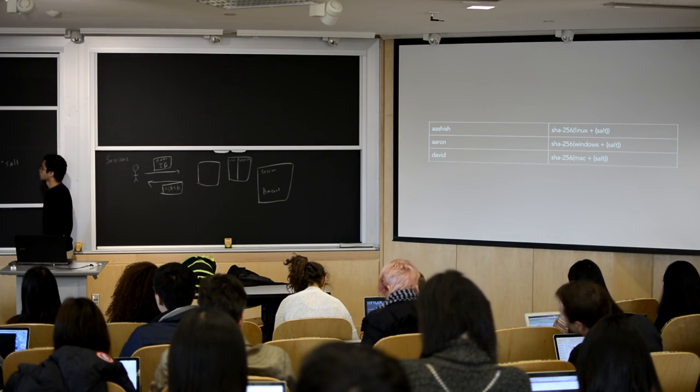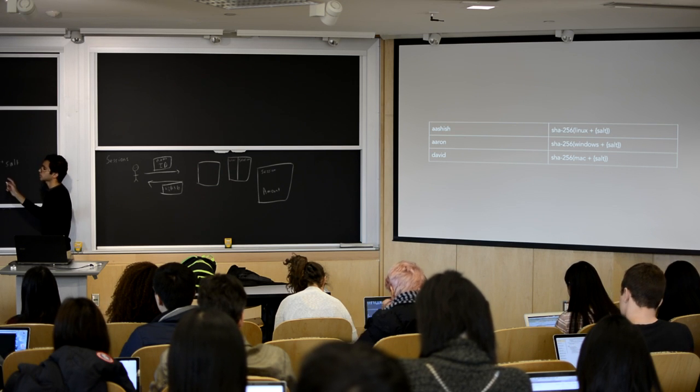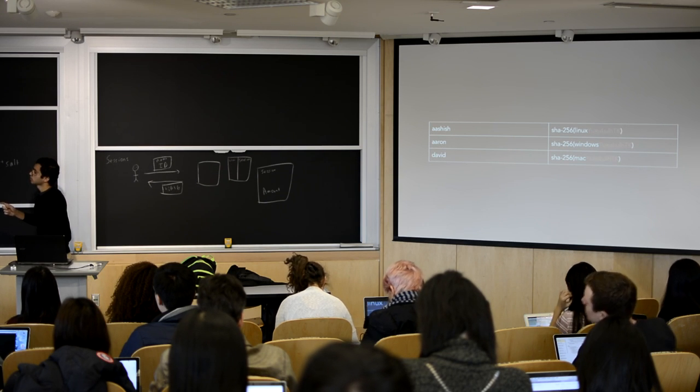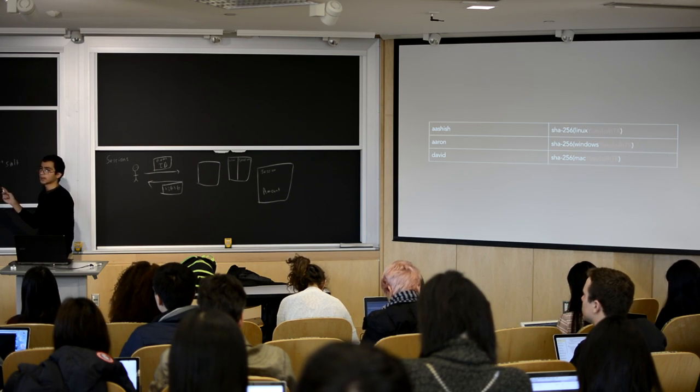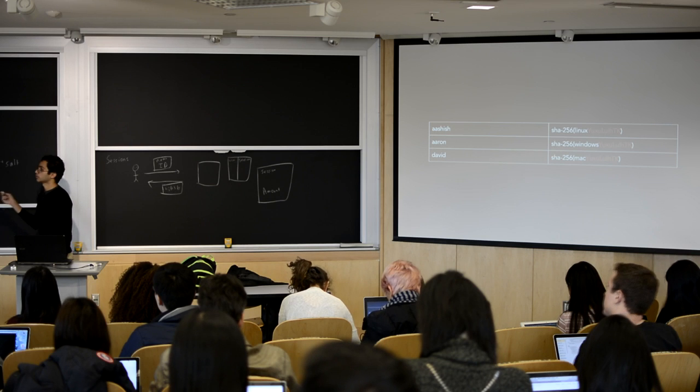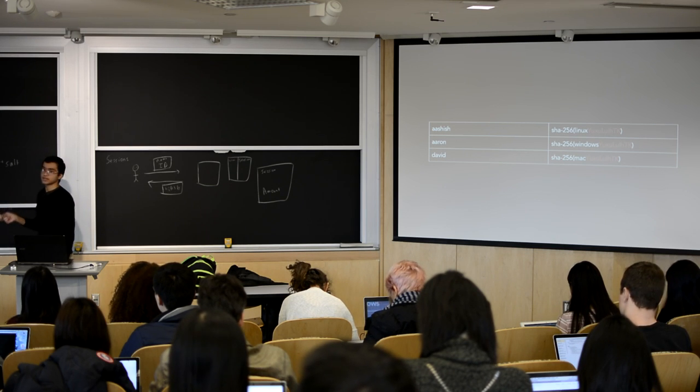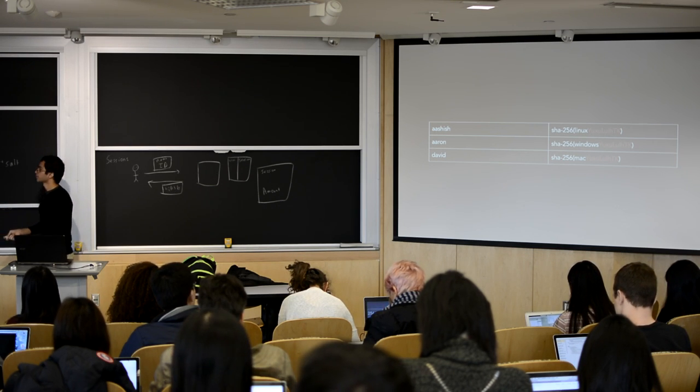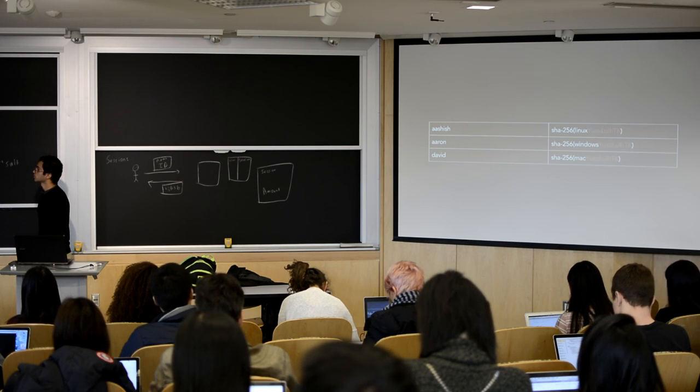Okay? So in this example, instead of hashing Linux, we're going to hash Linux and then a random string at the end. Or Windows and then a random string at the end. Or Mac and then a random string at the end. Right? So, how does this help us?